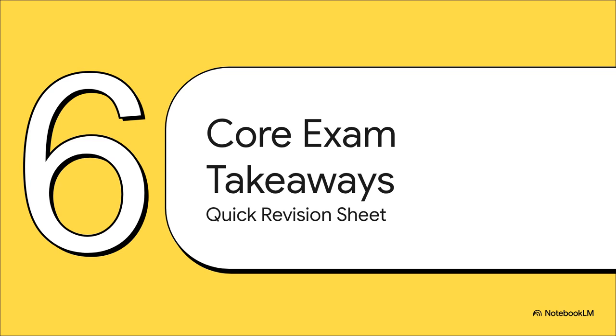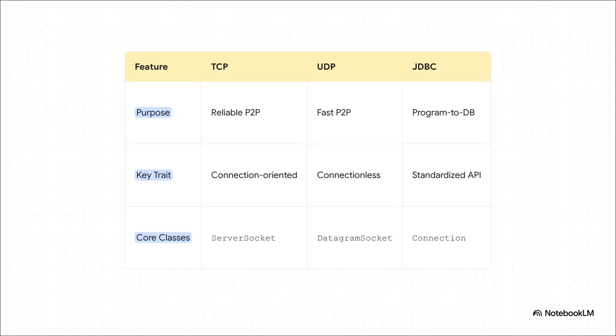Okay, that was a lot. Let's boil it all down. If there's just one thing you take away from this whole explainer to help you revise, make it what you're about to see. This table right here is your ultimate cheat sheet. It puts everything side by side. TCP, reliable communication. UDP, fast communication. JDBC, database communication. Look at the key traits, and even more importantly for your exams, look at the core classes for each one. This is the slide you screenshot before your final exam.